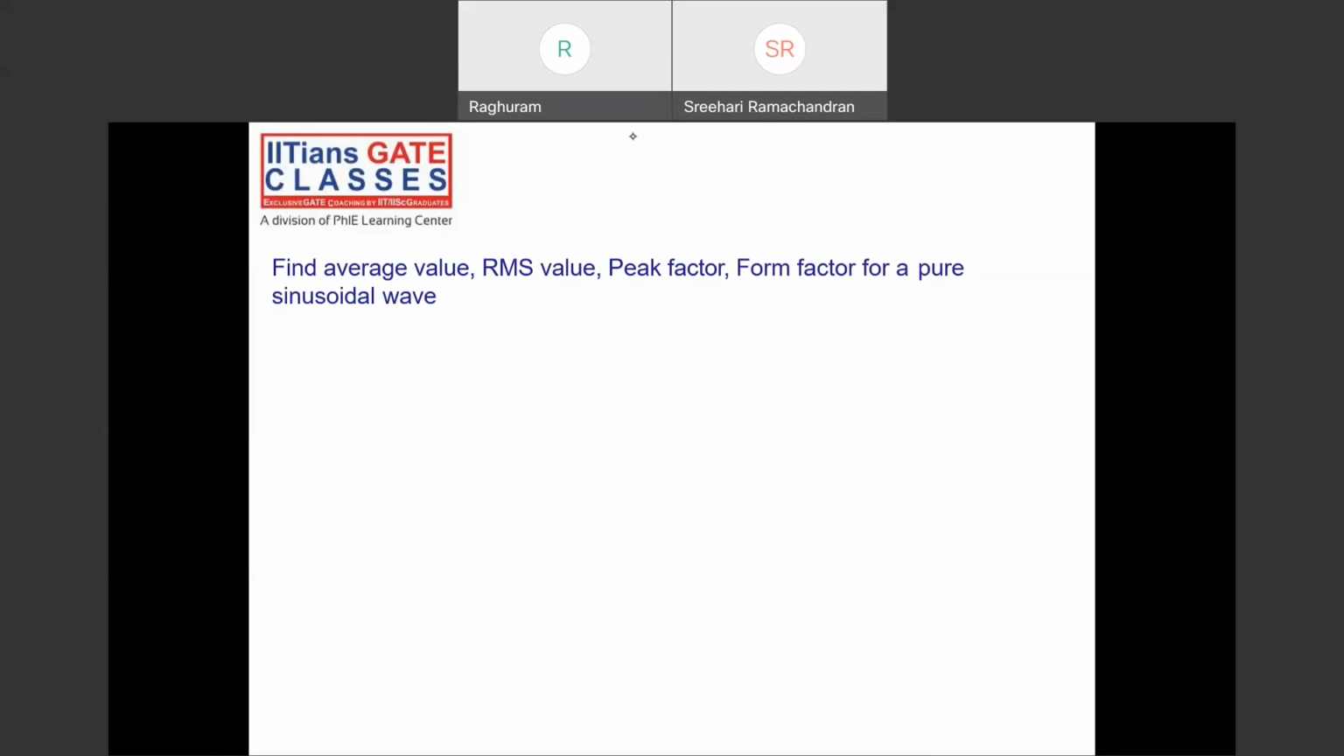So what is the RMS value? Take V equal to Vm sine theta. Find the RMS value of the voltage. So RMS value V is equal to under root 1 by 2 pi, where 2 pi is the time period, integral 0 to 2 pi of V square d theta, or Vm square sine square theta d theta.